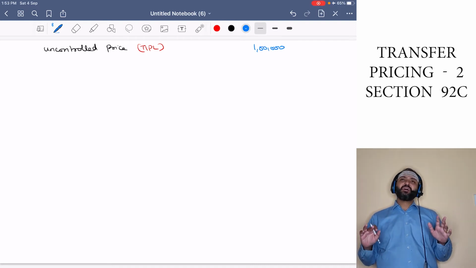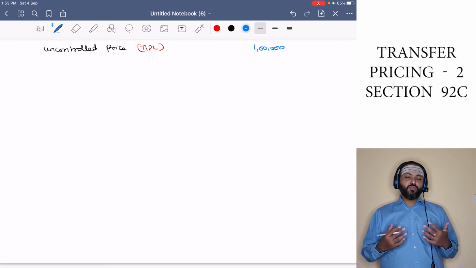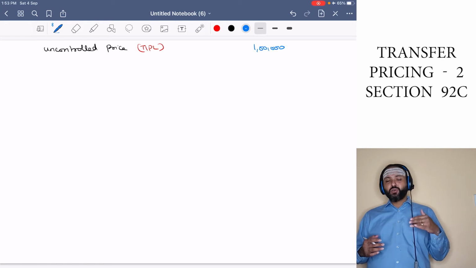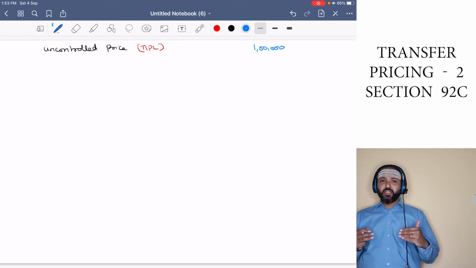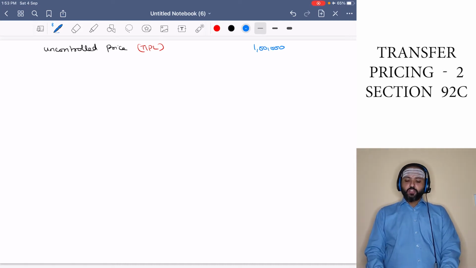Okay, sir, TIPL is from Singapore. How rupees? No, forget all that. We are now more focusing on the conceptual understanding right now. So let us not jump into the SFM and understand the forex fluctuation or forex reporting that needs to be done in foreign currency, etc. Let us not jump there as of now. So the uncontrolled price is rupees 1 lakh.